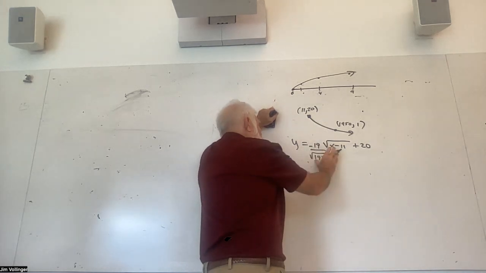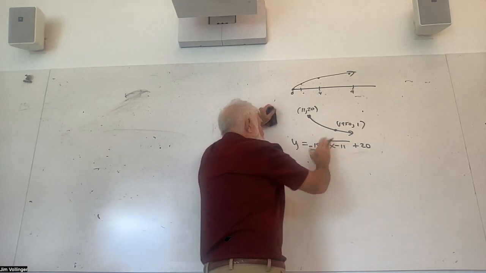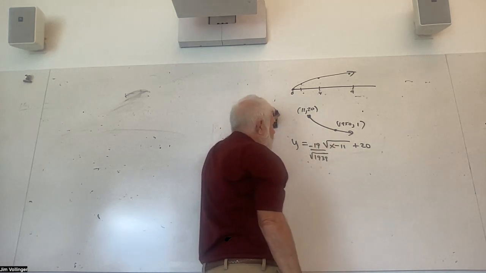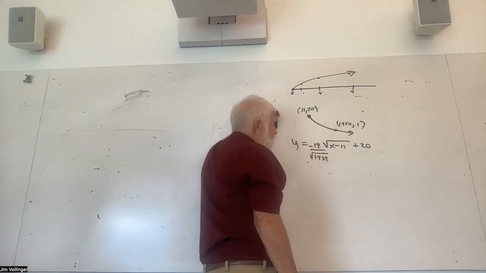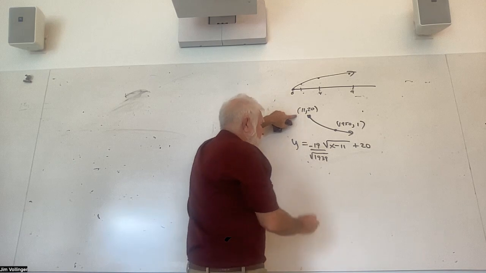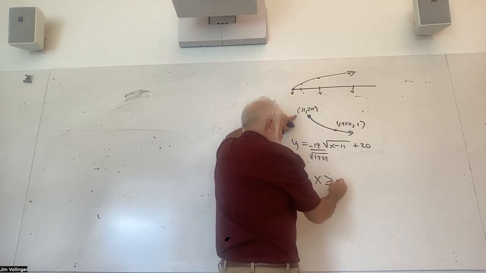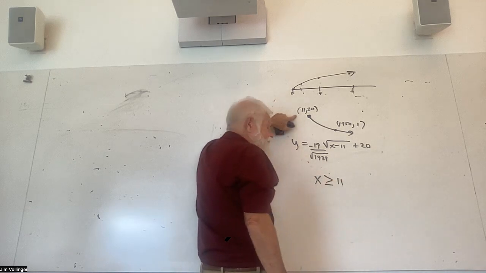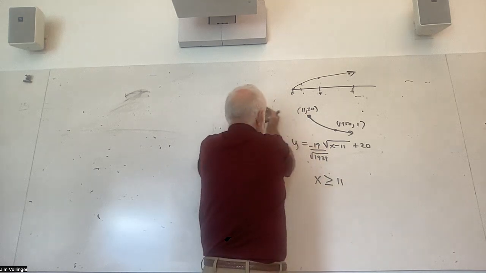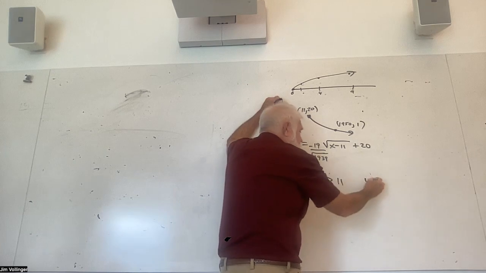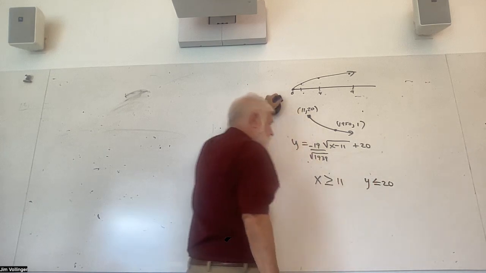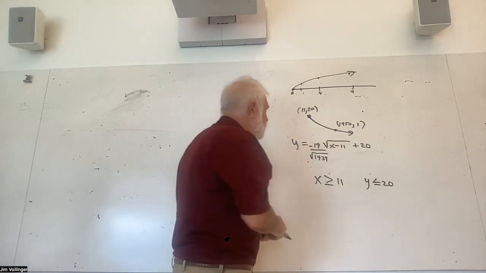You put that equation into a graphing calculator or Desmos, some graphing program on the internet. You're going to get that, provided you know how to work with domain and range. And the domain is x's have to be greater than or equal to 11. Nothing over here. And the range, the y values, they're all less than or equal to 20. Okay, so I'm talking domain and range a little bit.